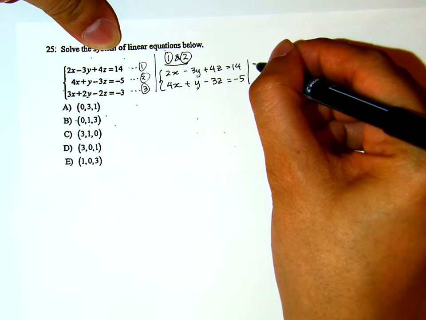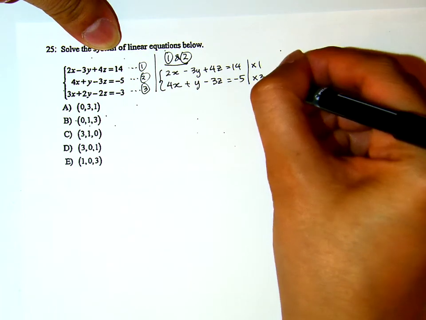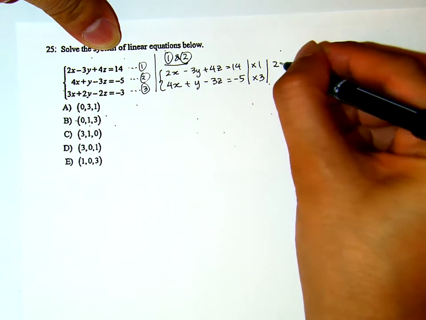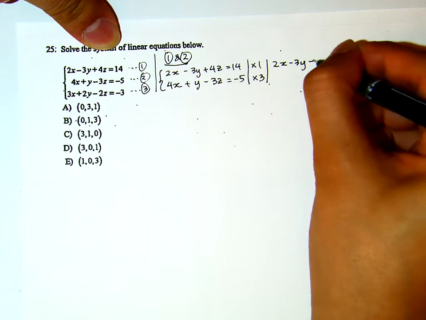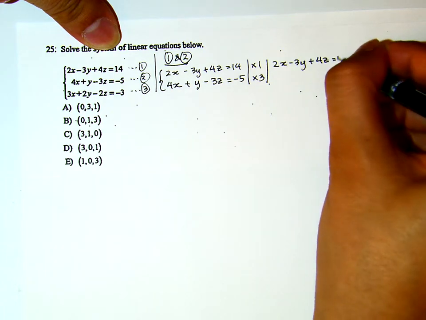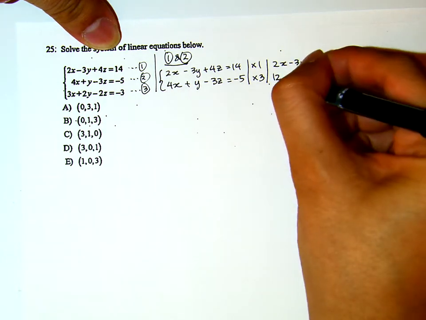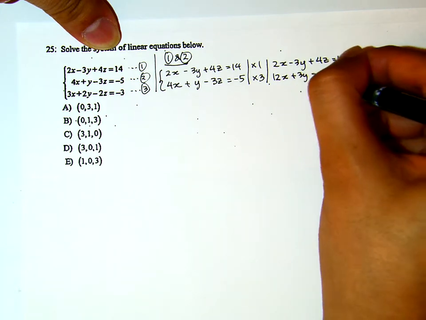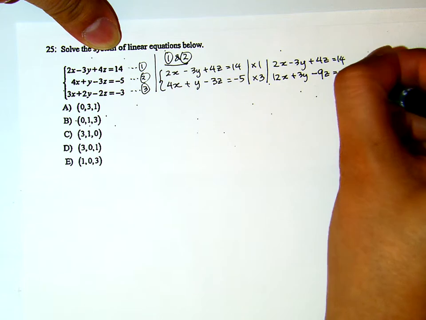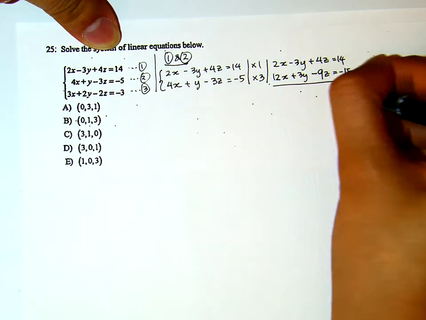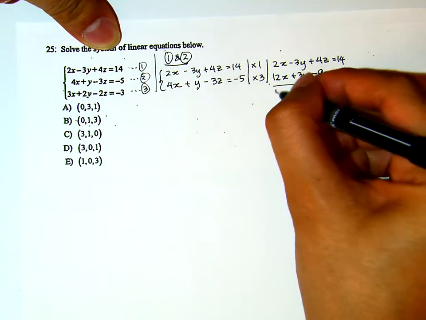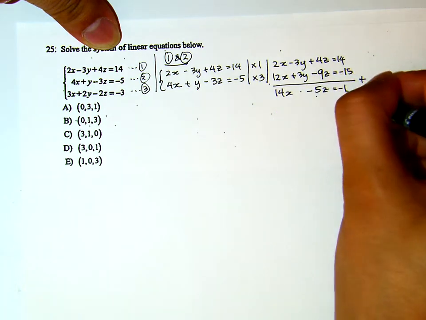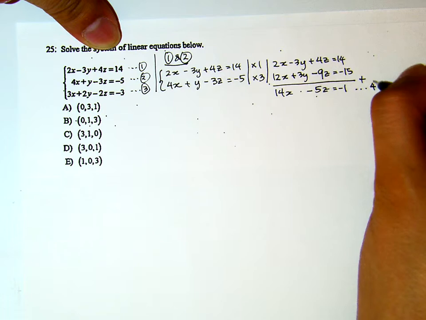So here I will multiply by 1, and here I multiply by 3, so that the coefficients will be opposite coefficients. 2x minus 3y plus 4z equals 14, and then here I have 12x plus 3y minus 9z equals negative 15, which if I add them, it will be 14x minus 5z equals negative 1. Now let me call this equation 4.